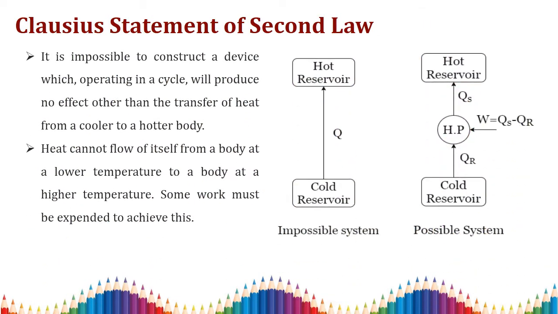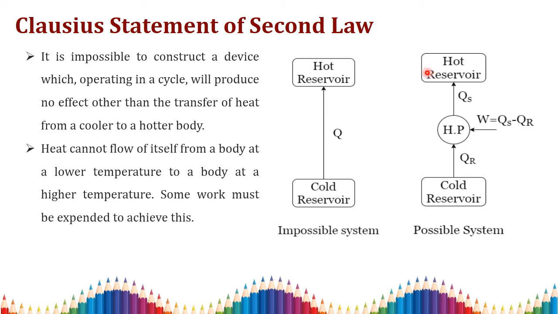The second statement is the Clausius statement of the second law. The Clausius statement says that heat can flow from a hot body to a cold body without any external aid, but it cannot flow from a cold body to a hot body without giving any work. Here we have a heat pump: we supply work to transfer heat from a lower temperature reservoir to a higher temperature reservoir. So this is a possible system.